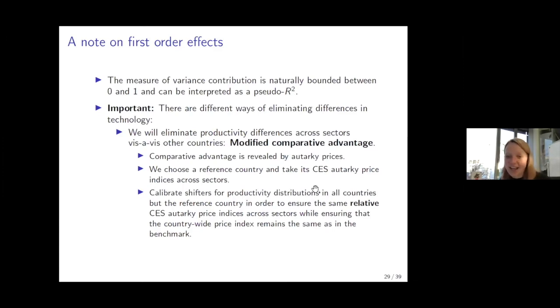But at the same time, we ensure that the country-level price index remains the same as in the benchmark. So we do not make China as productive as Germany. No, we want to make the Chinese car sector relative to the Chinese textile sector as different as the German car sector and the German textile sector, but we do not change the whole distributions relative to each other. So I hope this becomes clear. And by this, we really modify and get rid of comparative advantage, the Ricardian component.